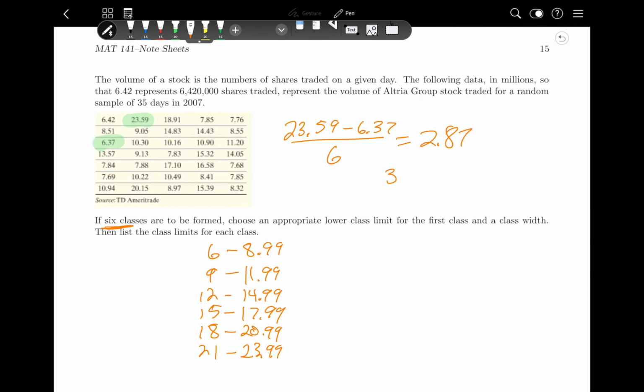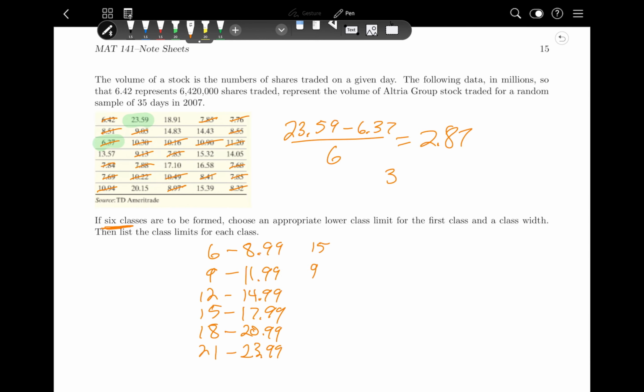So anything that starts with a 6, 7, or 8 goes in the first class. So 1, 2, 3, 4, 5, 6, 7, 8, 9, 10, 11, 12, 13, 14, 15. So 15 go in the first class. Now we want anything that starts with a 9, 10, or 11. So 1, 2, 3, 4, 5, 6, 7, 8, 9. So I've got 9 in my second class.